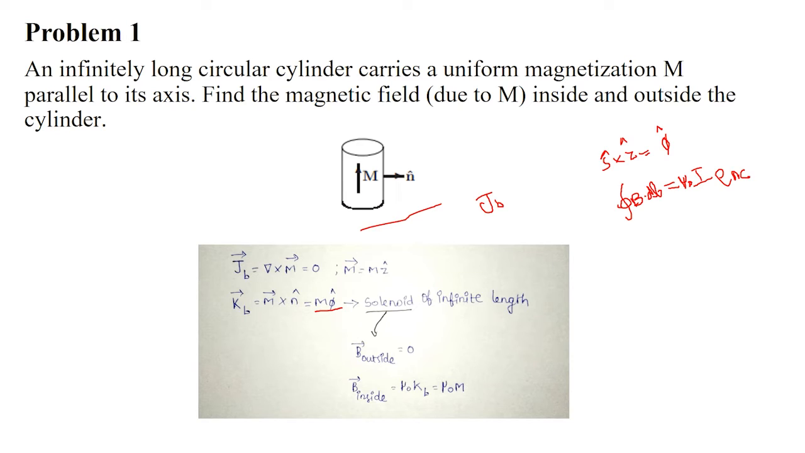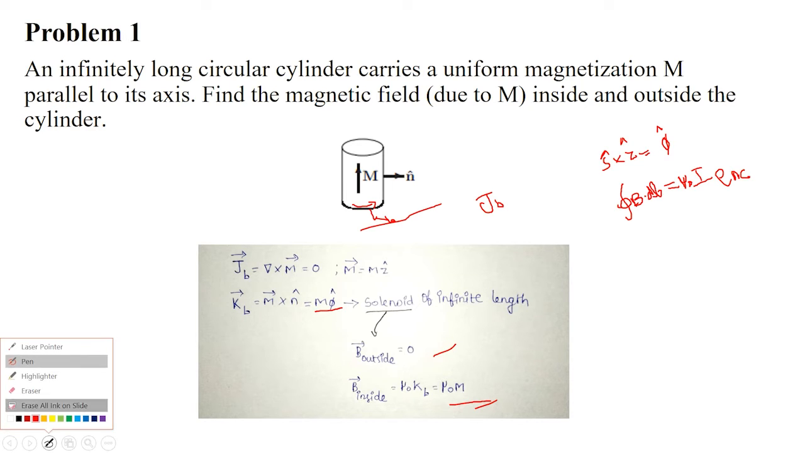For the volume current it is 0, and for the surface current we have the M phi cap. So the field inside will be mu naught M, which is pointing in the upward direction, since the surface current is on this side. And this is the solution of the first problem, the magnetic field outside and the magnetic field inside. And we can see the next problem.